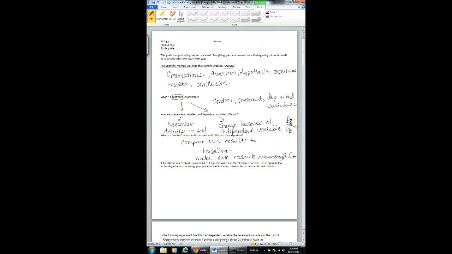Okay, a hypothesis is a testable explanation. It must be written in the if-then format. In the space below, write a hypothesis concerning your grade on the final exam. Remember to be specific and realistic.